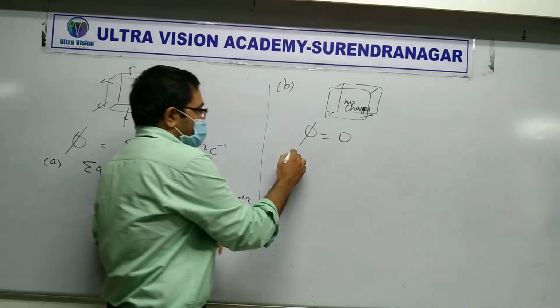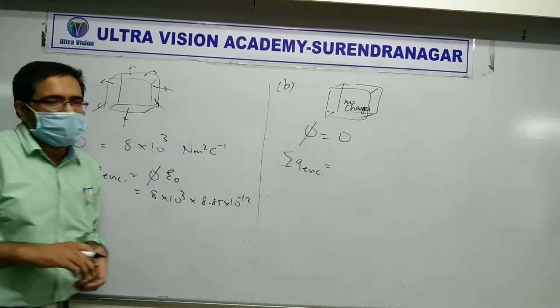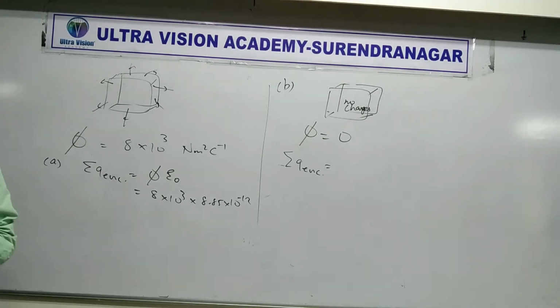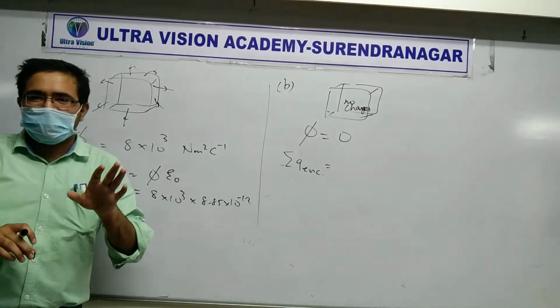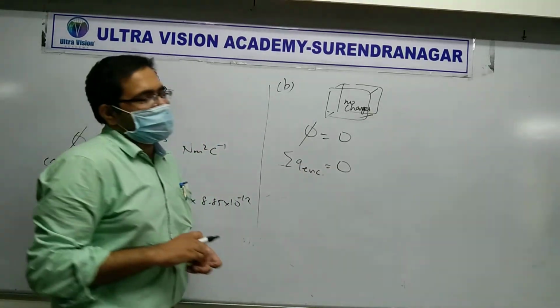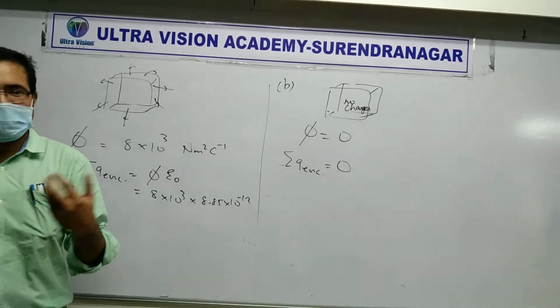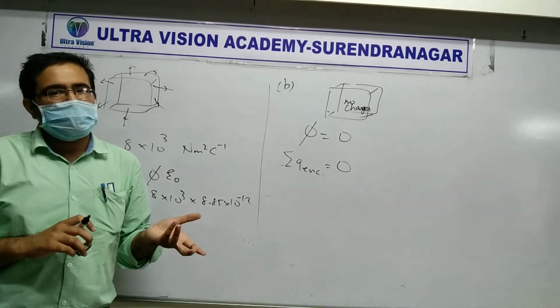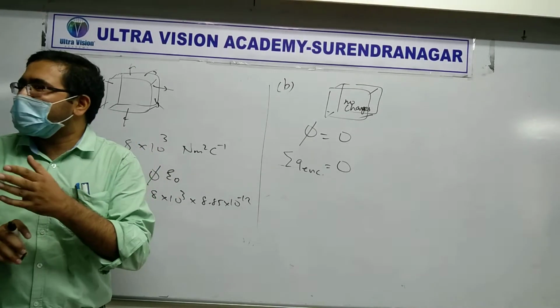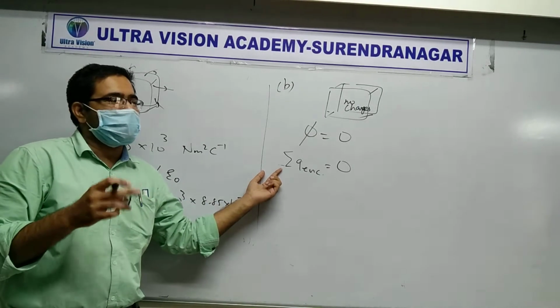Phi is 0. So how much is sigma Q enclosed? Can you find sigma Q enclosed? 0. Sure? Yes. What does that mean? The charge inside is 0. Does that mean that there are no charges? Total charge is 0. Everyone got it? Sigma Q, total charge enclosed, is 0.